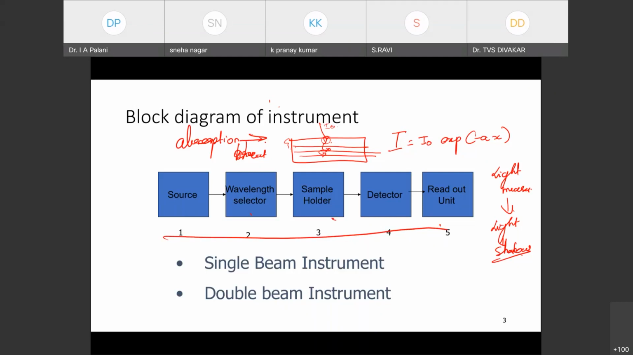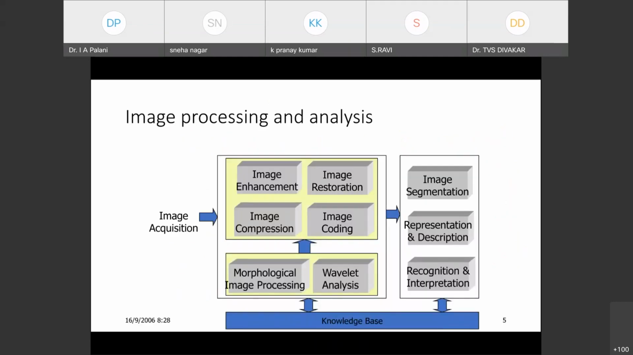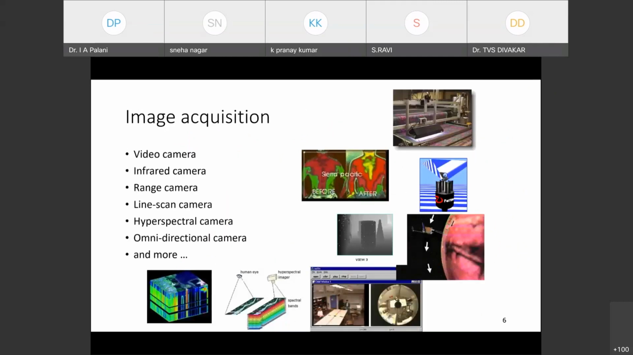Then you analyze your image using different concepts such as image enhancement, image restoration, image compression, image coding, etc. Based on that, you analyze its capability. As far as image acquisition is concerned, there are wide varieties available, and based on your requirement, you can go for a particular image acquisition.